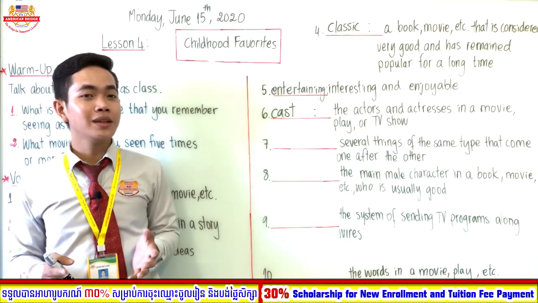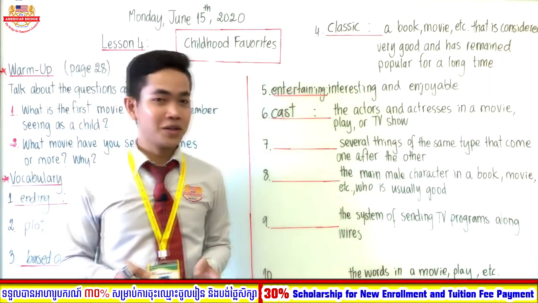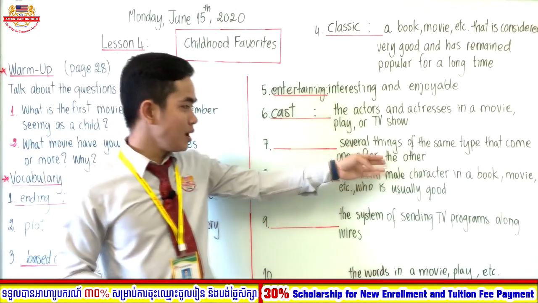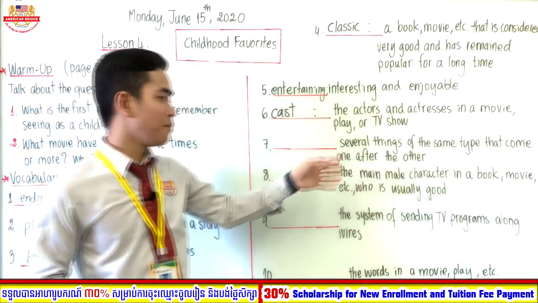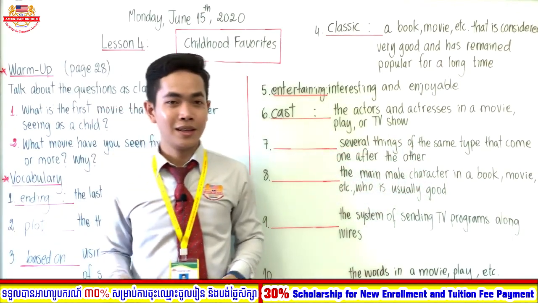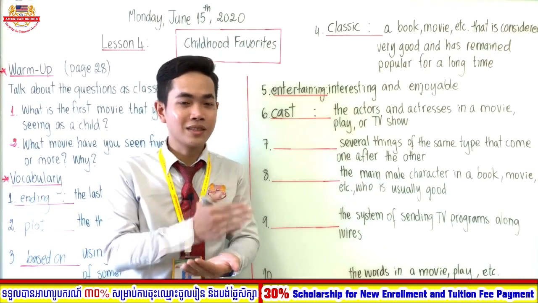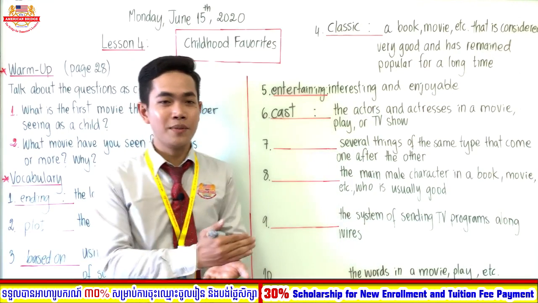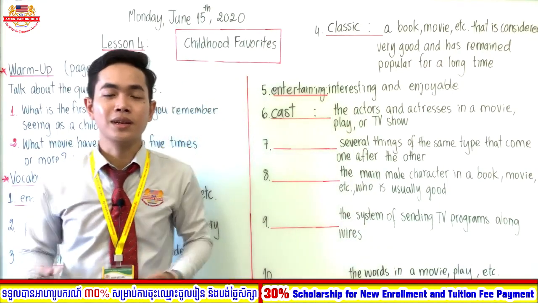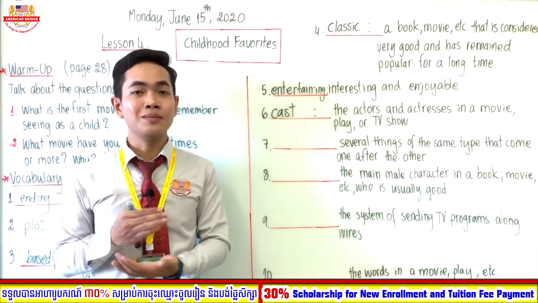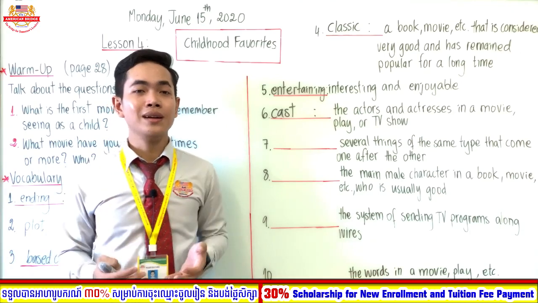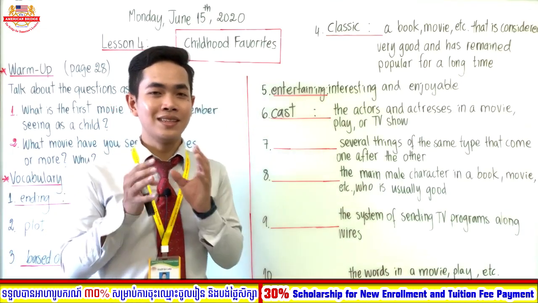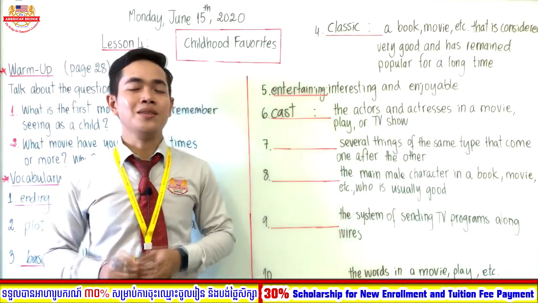The word, let's see our definition first. Several things of the same type that come one after the other. It's the kind of thing that continues from one thing to another thing, like one episode to another episode in the story as well. So it begins with the letter S. C, series. Very good.